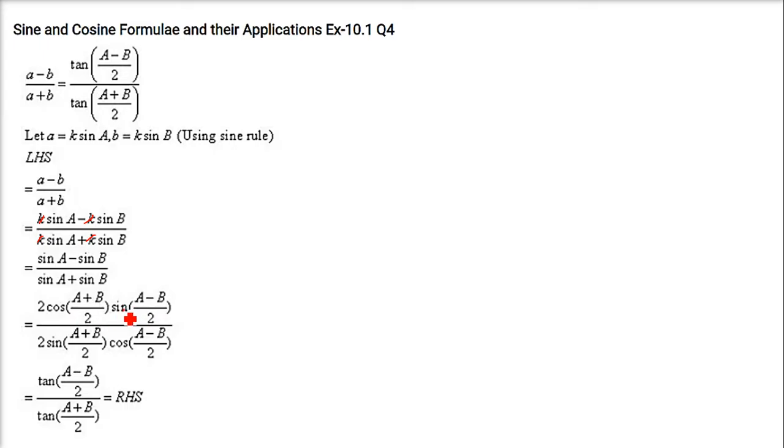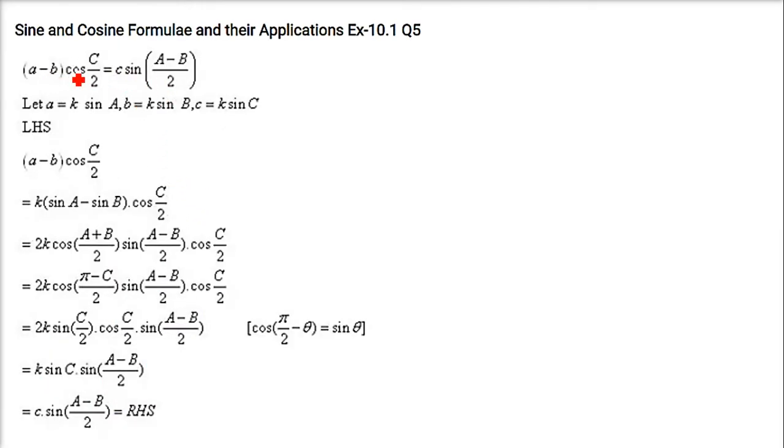cos, this sine by cos, this sine A minus B by 2 and cos A minus B by 2 will be tan A minus B by 2. Now cancel this and take this cos in the denominator. It will be sine A plus B by 2 and cos A plus B by 2. That will be tan A plus B by 2.